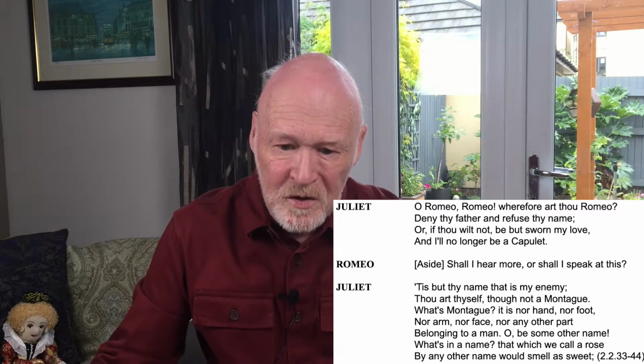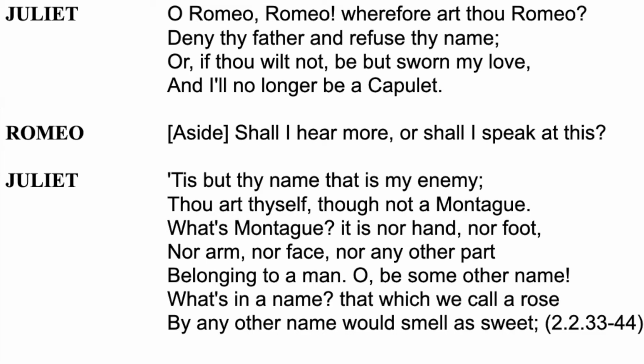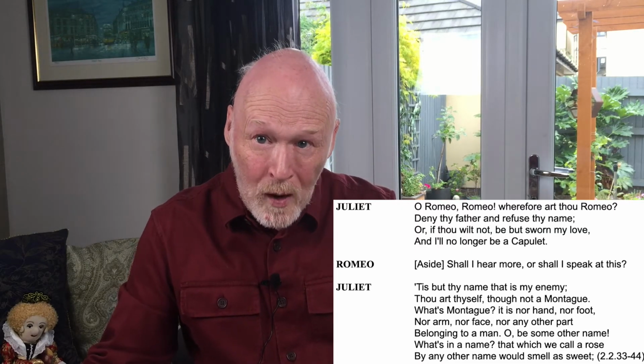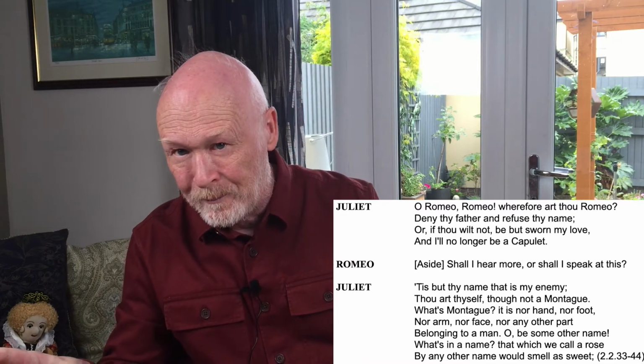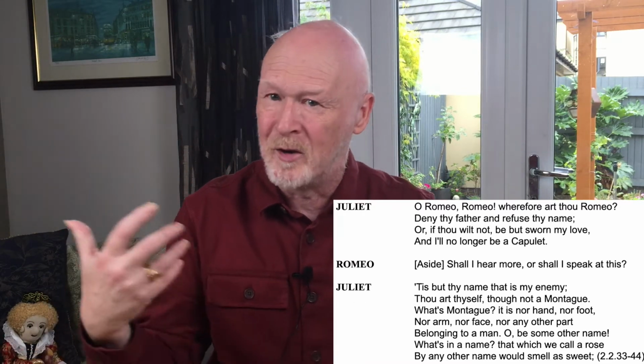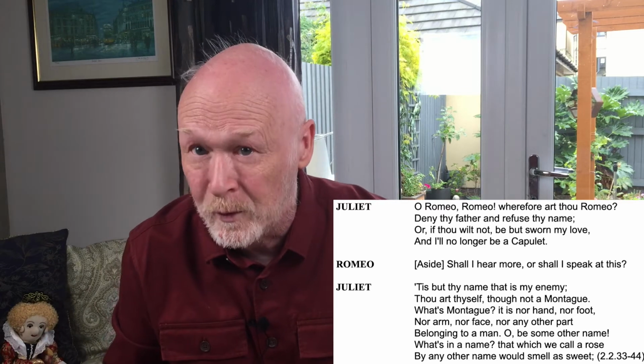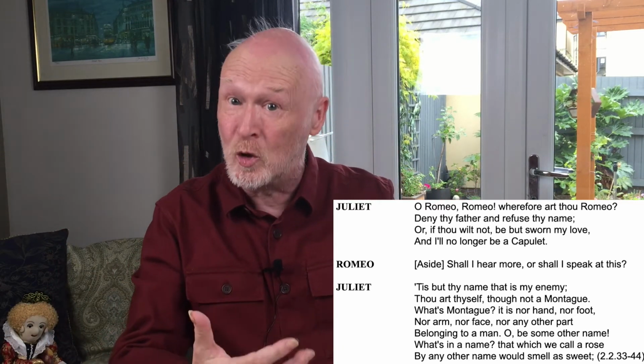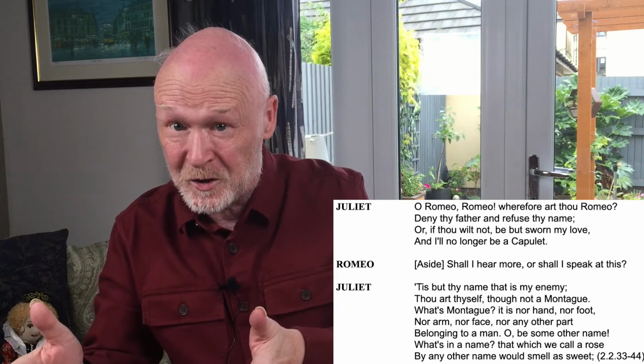And she continues, "'Tis but thy name that is my enemy." She sees a difference between lineage and family on the one hand and who you are on the other. Now you could argue this is the emergence of some kind of modern selfhood. She's more attracted to the individual than the family lineage.